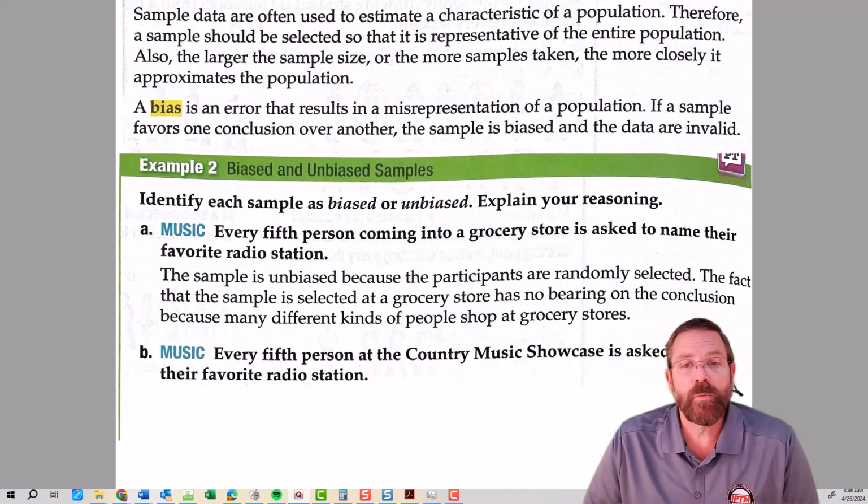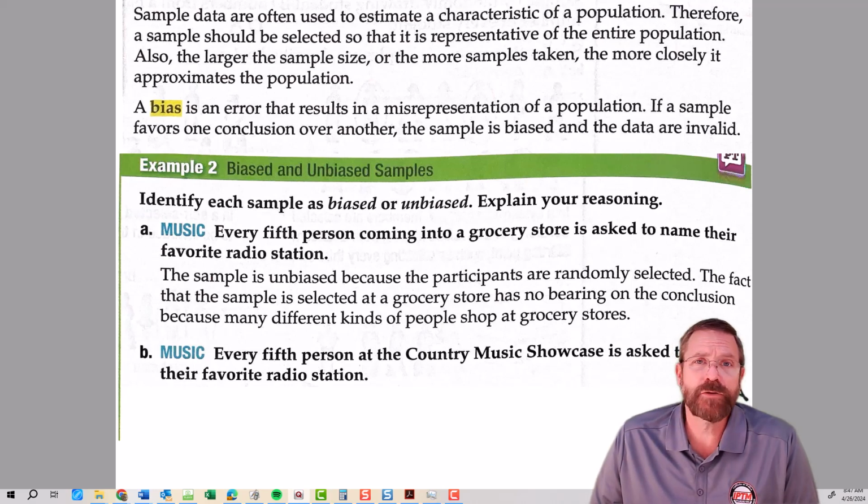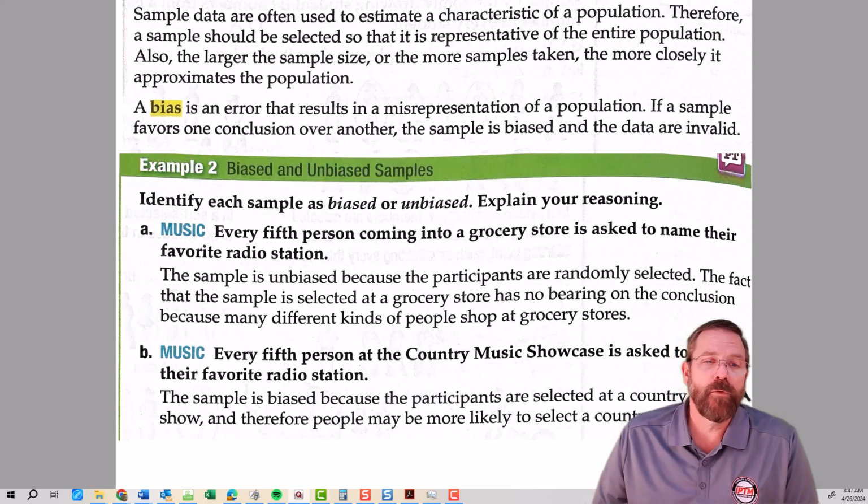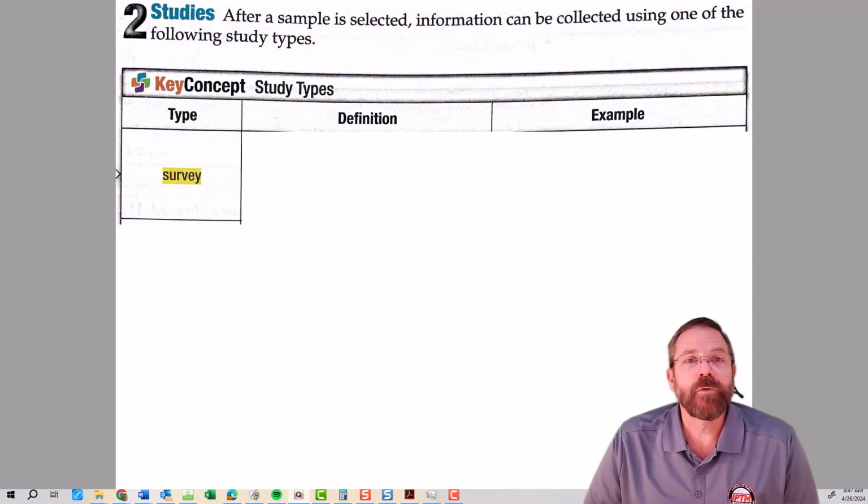For our next one, we're looking at the fifth person at a country music showcase is asked to name their favorite radio station. This one is biased all day long because if you're going to a country music showcase, odds are you like country music and you're going to pick a country music station. It's just the way things go there. So you won't find me at a country music showcase. Not going to happen.